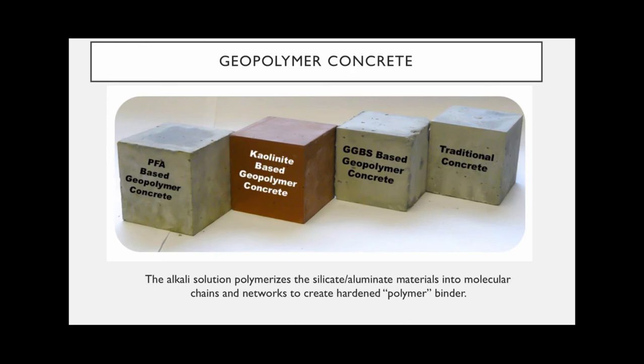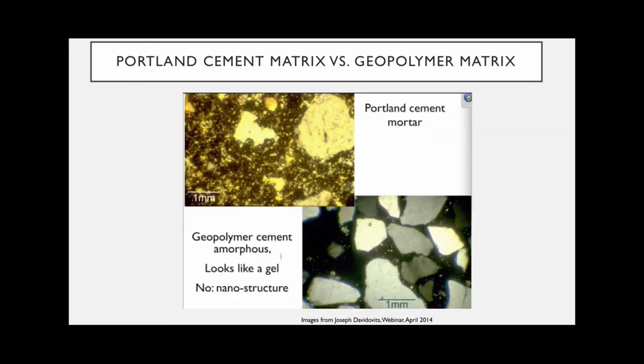And when it does that, it turns it into molecular chains and networks that create this hardened polymer, where a polymer, right, is a repetitive chain of something. It creates this binder, and the binder tends to be much denser than regular Portland cement. Here's a zoomed in photo, and in the upper we can see our Portland cement. It's a rougher material versus the smoother, tighter mix of our geopolymer.